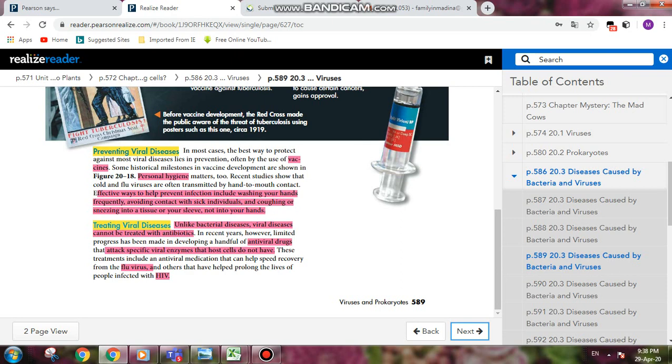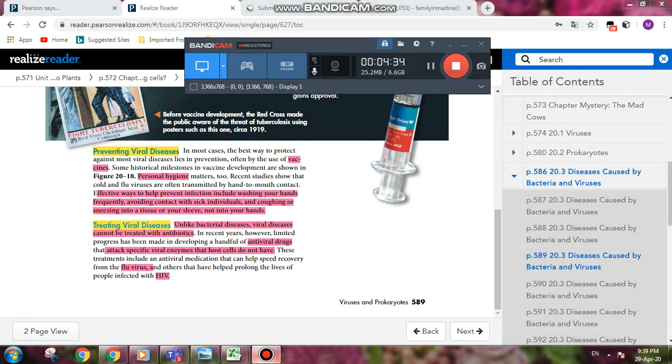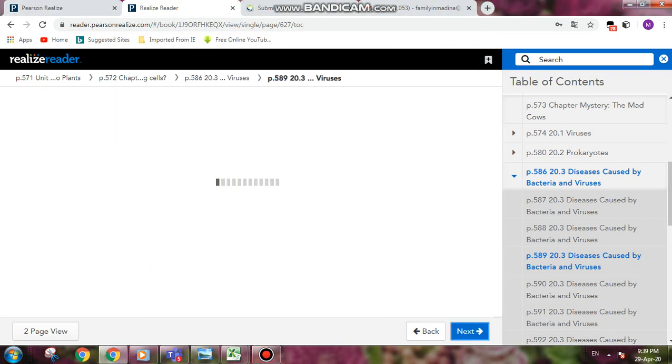For example, there is antiviral medication for the flu virus. Okay, and also some antiviral drugs that can act on people with AIDS, just for helping to prolong the lives of the people infected with HIV. Antibiotics for bacteria, antiviral for viruses. Okay, let's move to the next page.